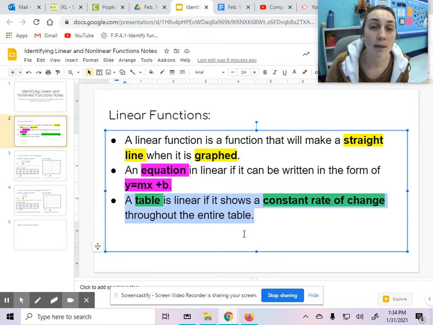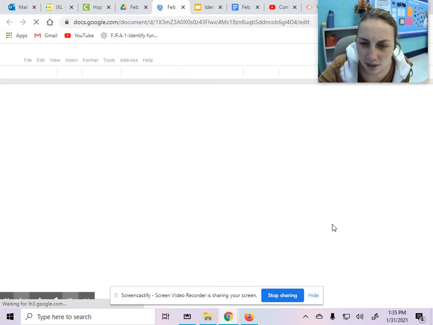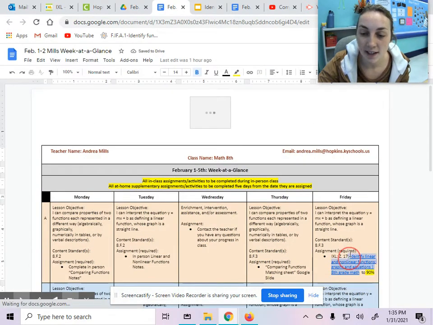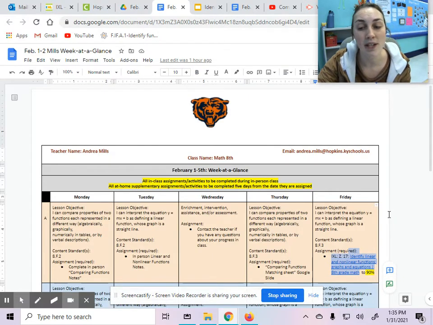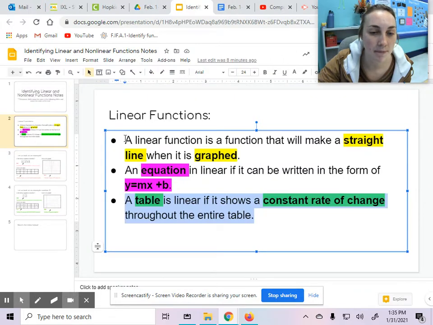So let's look at some examples of what wouldn't be a linear function and what would be a linear function. Whenever you're finished with these notes, go ahead and do the IXL for this week. I believe it is Z17, which is identifying linear and nonlinear functions, graphs, and equations to 90%. But let's finish this up then.